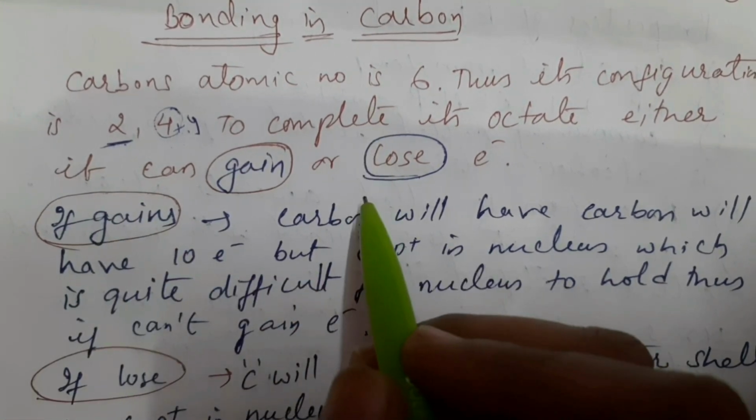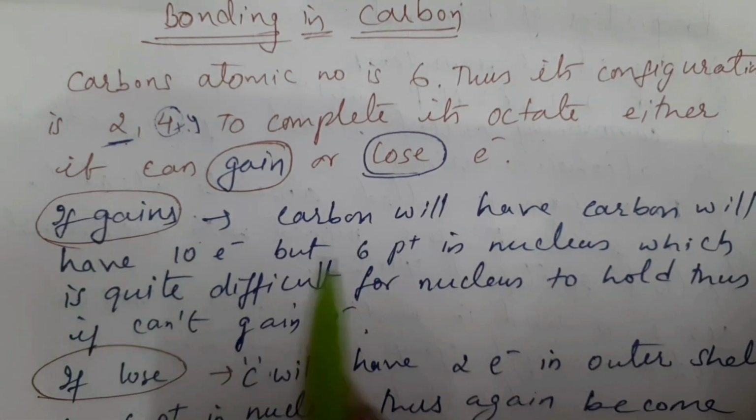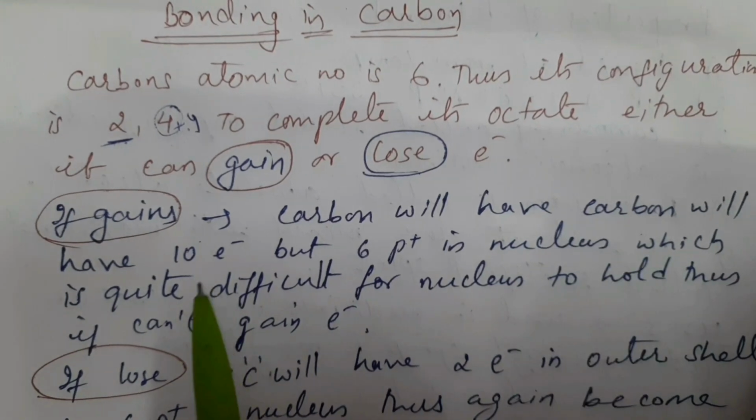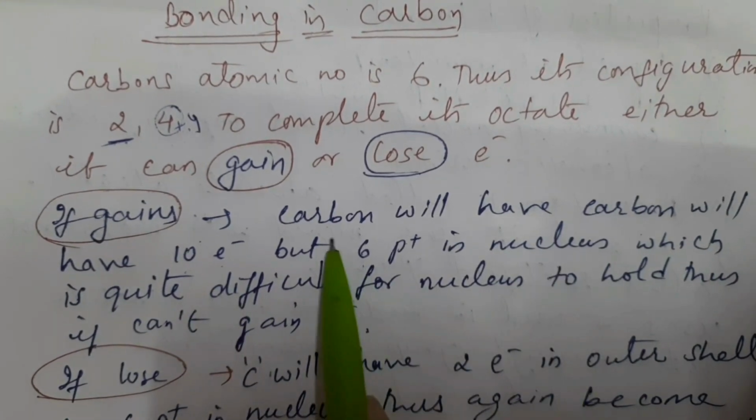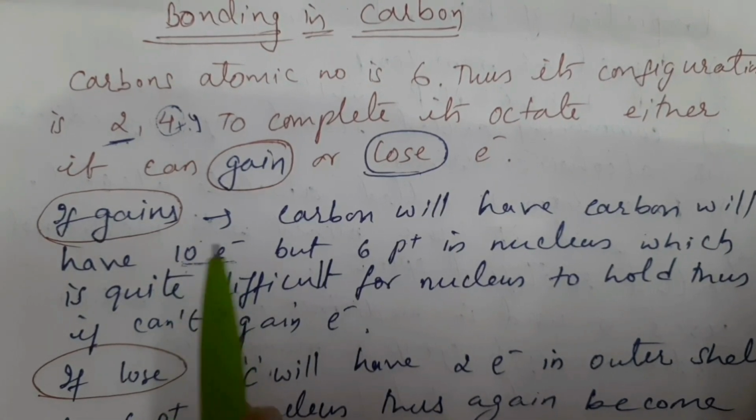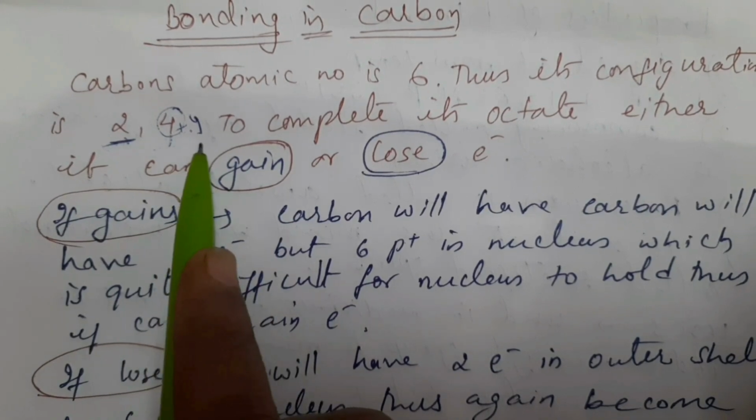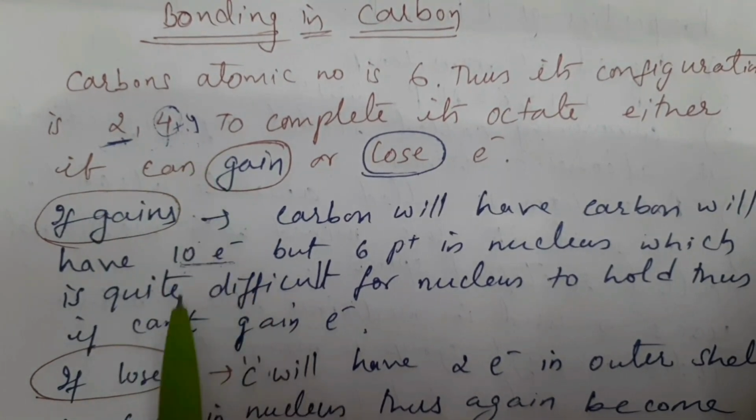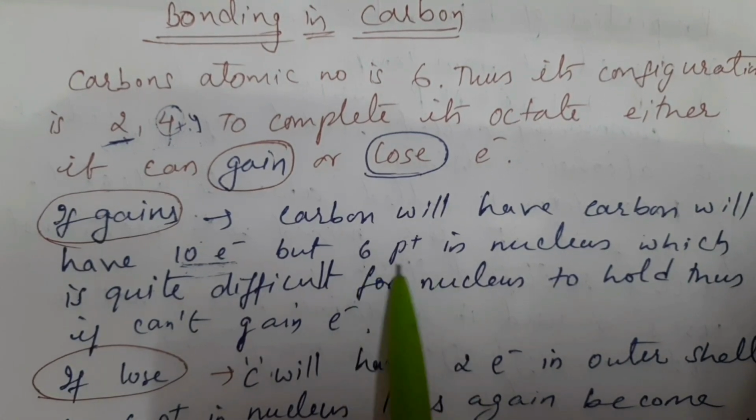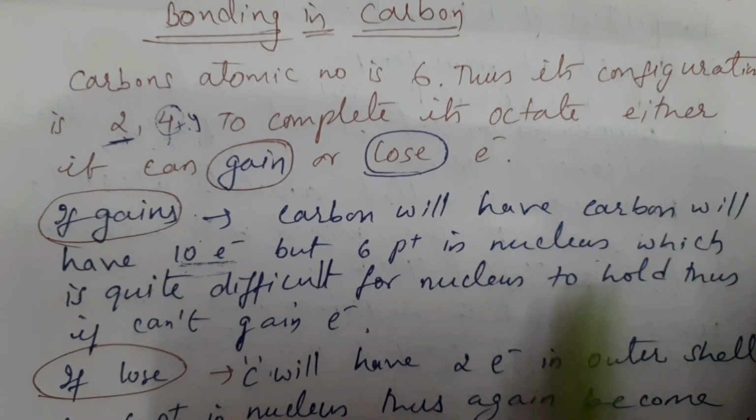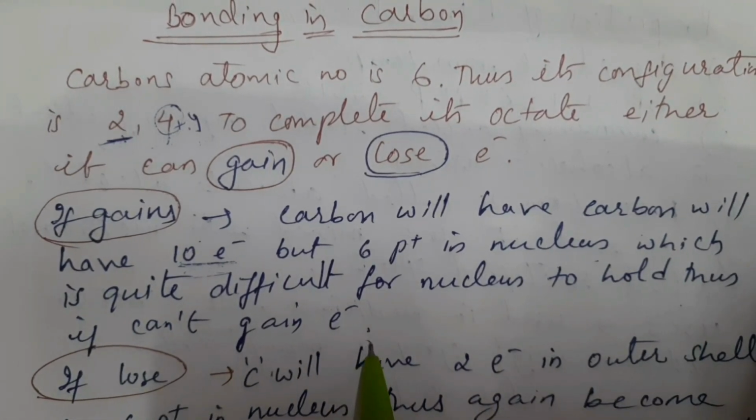So what happens in both the cases? Let's get a more detailed understanding. If it gains 4 electrons, carbon will have 10 electrons but 6 protons in the nucleus. As it already has 4 plus 2, 6, by gaining 4 electrons, 6 plus 4, it will have 10 electrons. Whereas 6 protons are there in the nucleus, which is quite difficult for the nucleus to hold. Thus it cannot gain electrons.